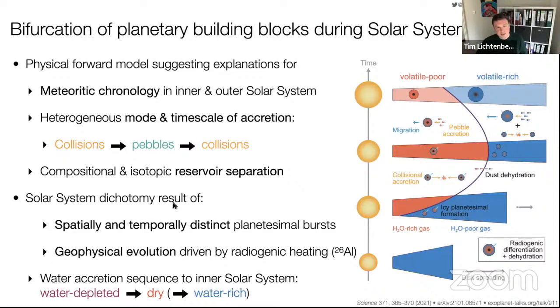And then finally, the dichotomy that we see in composition and isotope space in the solar system is explained in this scenario by the spatially and temporally distinct planetesimal bursts, and specifically the dryness of the inner planets by the geophysical evolution that is driven by radiogenic heating during accretion, which leads to an accretion sequence that starts with water-depleted material and goes over to dry and then eventually to water-rich.